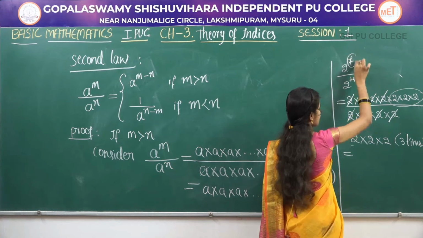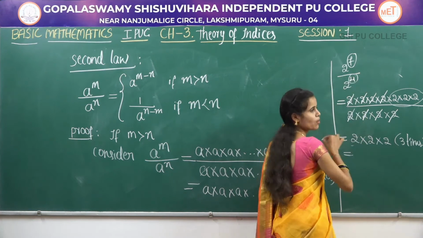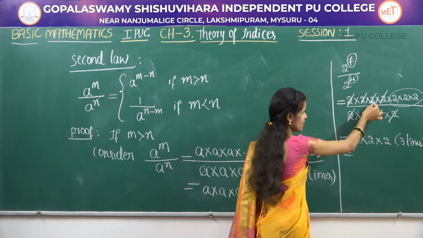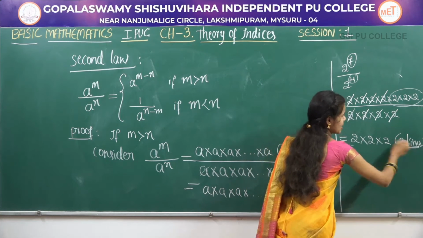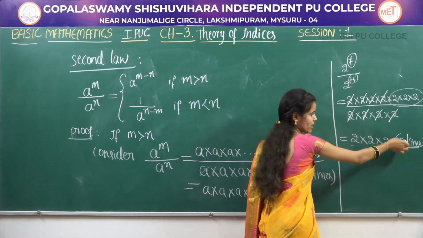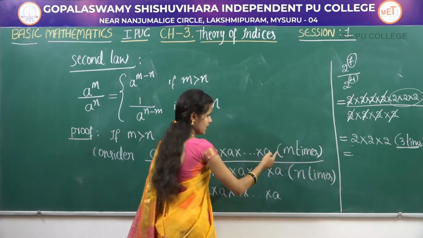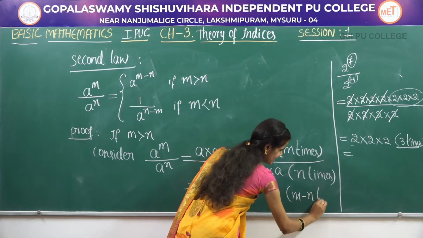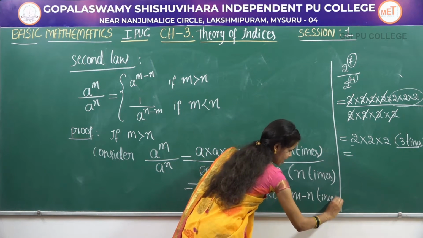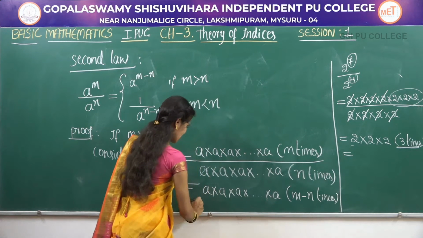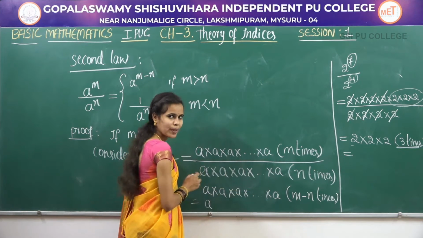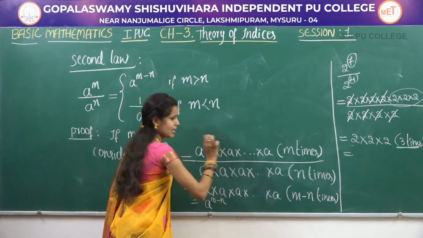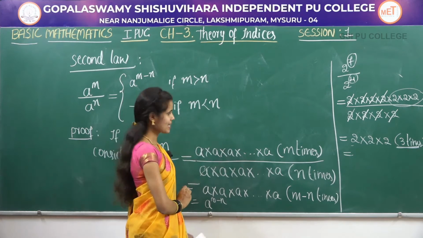That means 7 minus 4, which is 3. So m minus n times in the numerator. In general, here m is greater than n, so remaining m minus n times. So this can be written as a up to m minus n times, which means a to the power of m minus n.